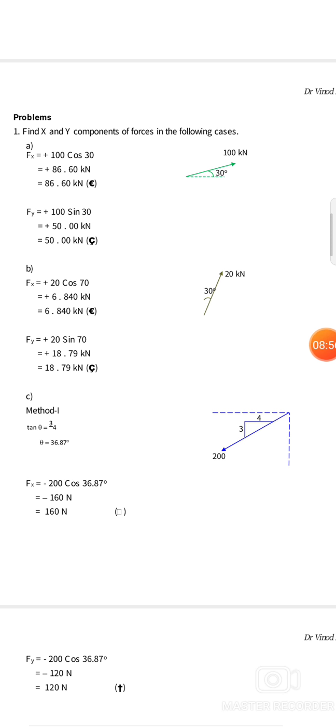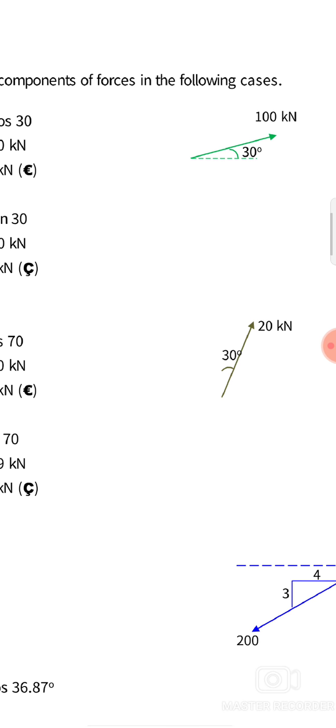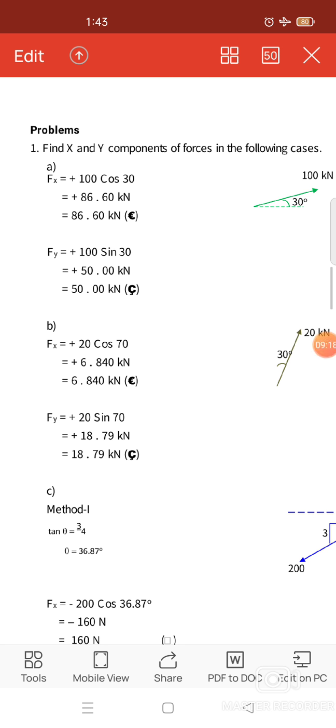Here we have the numerical, problem number 1. It has 3 sub parts: find x and y components of the forces in the following cases. See here, there is an inclined force with respect to horizontal, the angle of inclination is 30 degrees and the force is 100 kilonewton. So now we have to find Fx, the force in x direction, and the force in y direction.